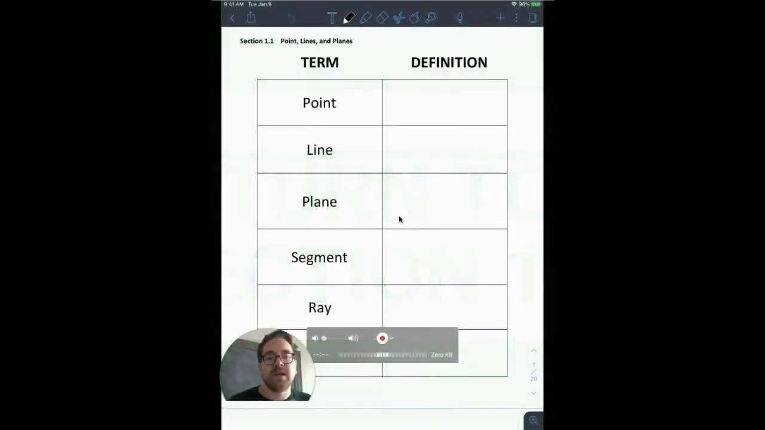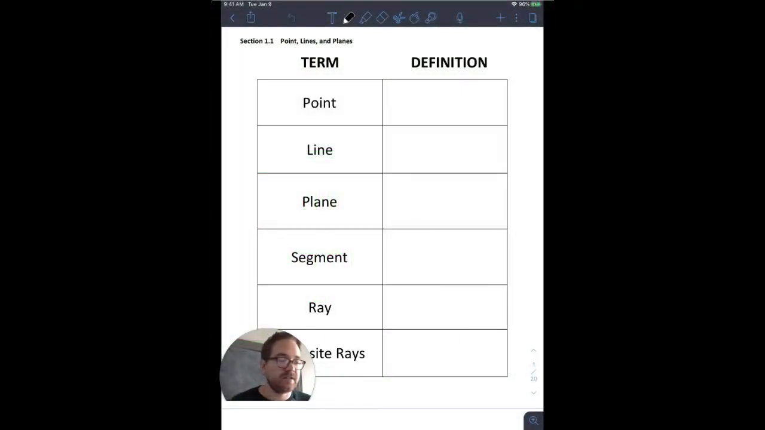In geometry, we have what we call undefined terms. These are so basic and foundational that we automatically agree on what they are, but don't have specific definitions for. But we can explain some information about them. So the undefined terms that we'll talk about today are point, line, and plane. These are all undefined.